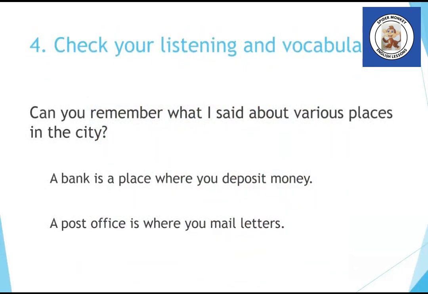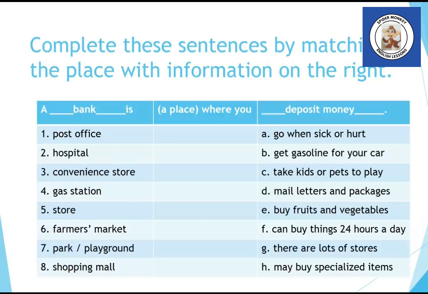Four, check your listening and vocabulary. Can you remember what I said about various places in the city? A bank is a place where you deposit money. A post office is where you mail letters. Complete these sentences by matching the place with the information on the right. For example, a bank is a place where you deposit money. Please feel free to pause the video so you can have more time to do the exercise.